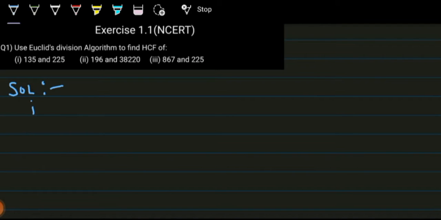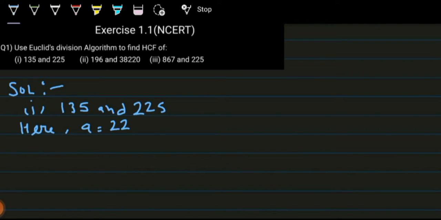Solution. Question number 1. Here are the two numbers on which we have to find the HCF. The numbers are 135 and 225. Using Euclid's division algorithm, here we have to take two numbers. Let A equal 225 and B equal 135.